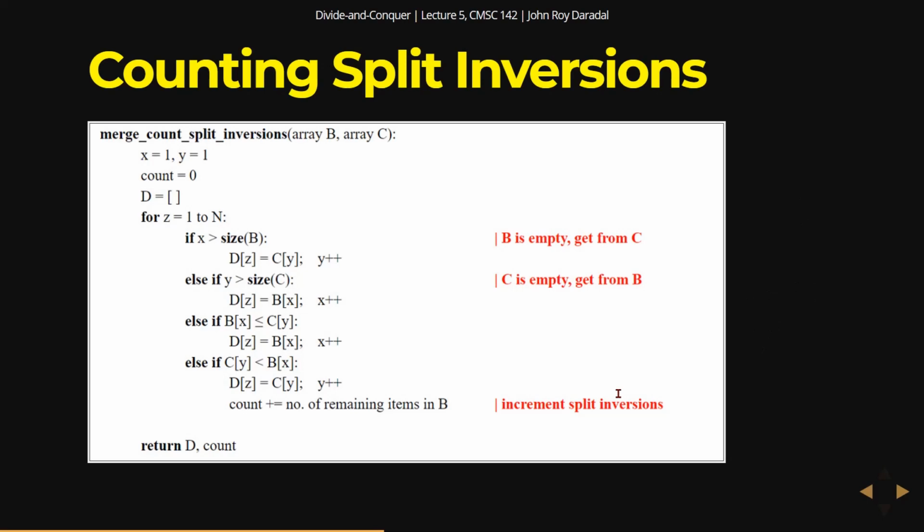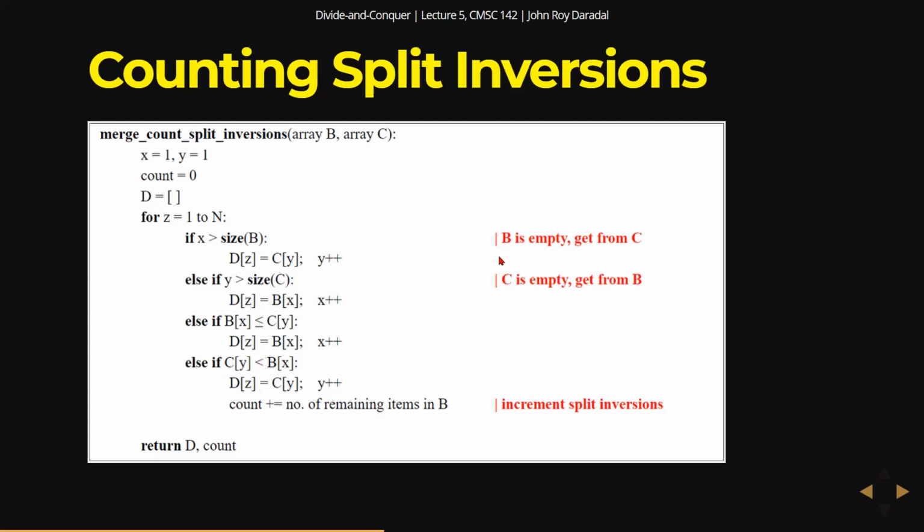Putting all of that together into pseudocode, this is how it looks. We have x and y as the pointers for arrays B and C, and then we just compare: if B[x] is less than C[y], you copy B[x] first, otherwise you copy C[y] first, and then increment whichever pointer, x plus plus or y plus plus.